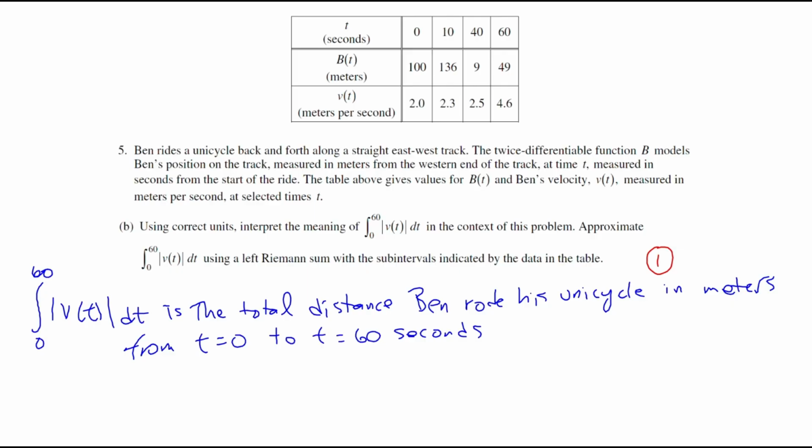And then we're going to do the left Riemann sum to approximate this value. So the left Riemann sum with 3 subintervals, we'll do 0 to 10, 10 to 40, and 40 to 60, because that's our only option.